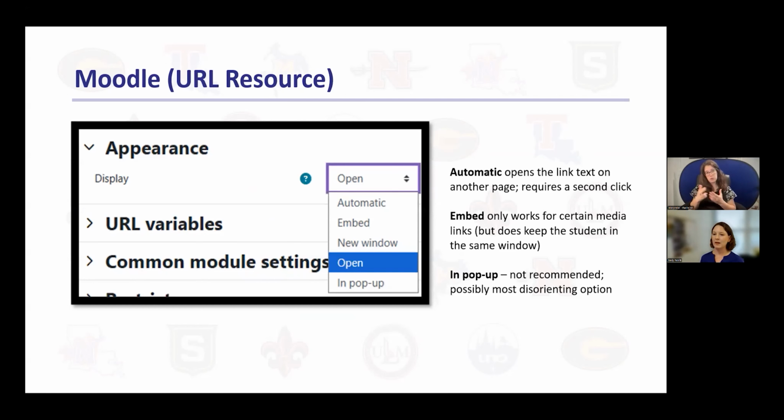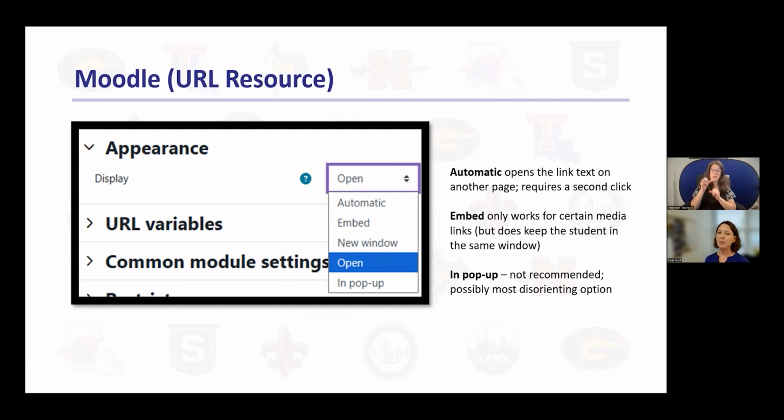Now, at least at NSU, we have several options here that I haven't necessarily highlighted. Automatic opens the link on another page. So the student has to click, another page screen opens, and the student has to click twice. Generally, we advise you to avoid that option. Embed will keep the link in the window of the module, but it only works in very specific contexts. So it works really well if you're using like a YouTube video.